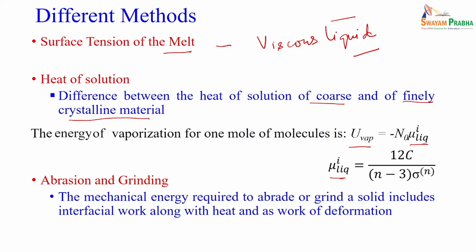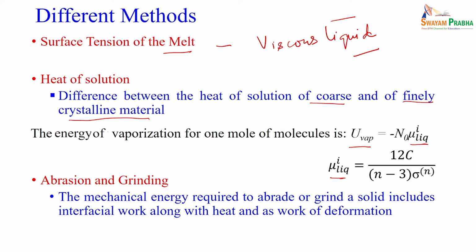So, you see, if you can measure this latent heat, or you can say we can measure the self energy, then again you should be able to calculate the surface tension of that particular solid. Next method is the abrasion or grinding.